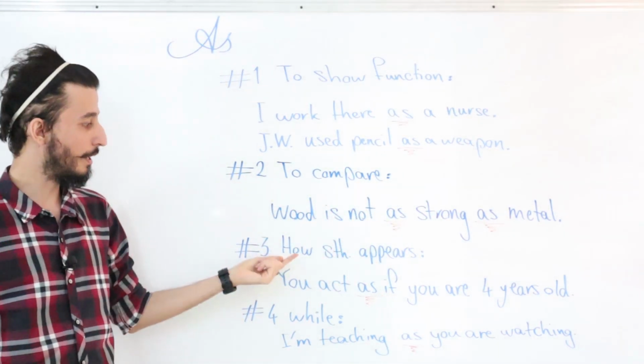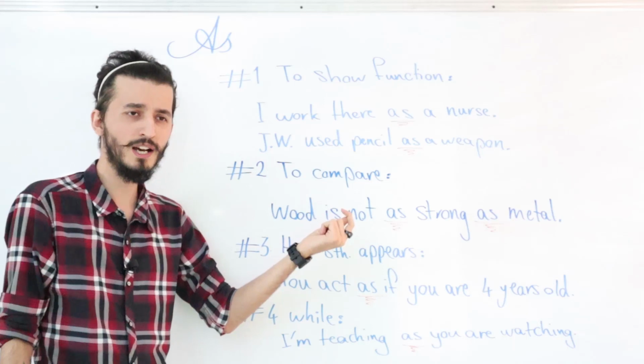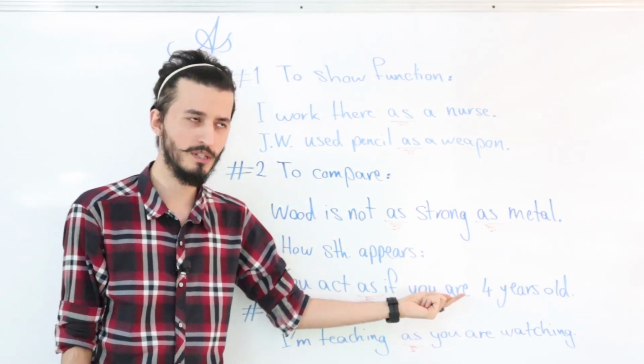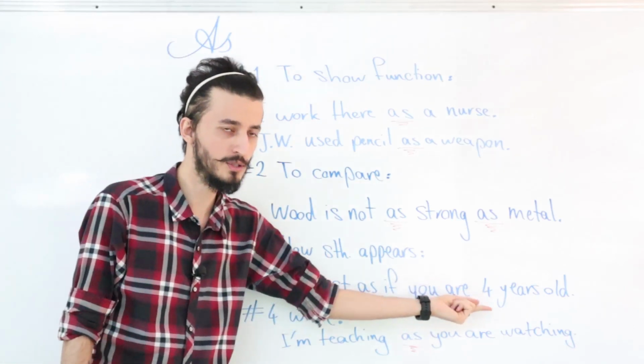Number 3, about how something appears. This is how we use "like" in our sentences. You act as if you're 4 years old. You act like you're 4 years old.